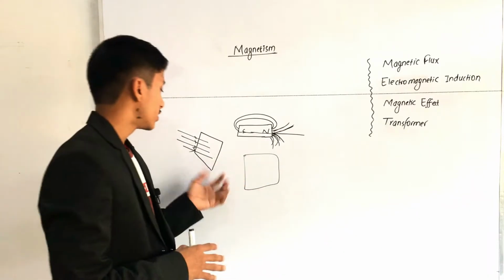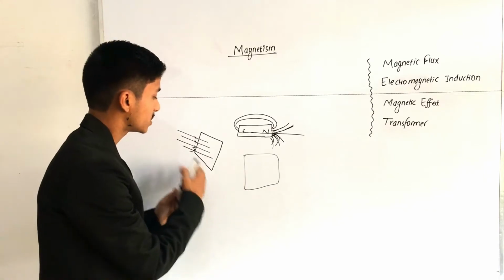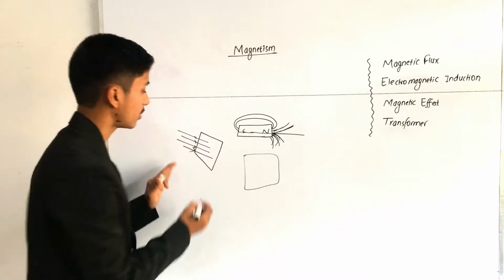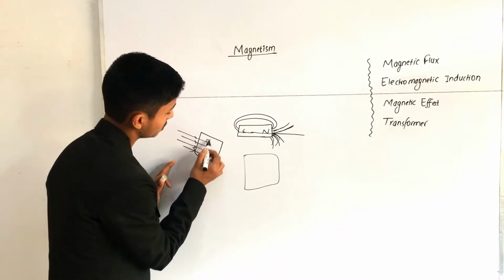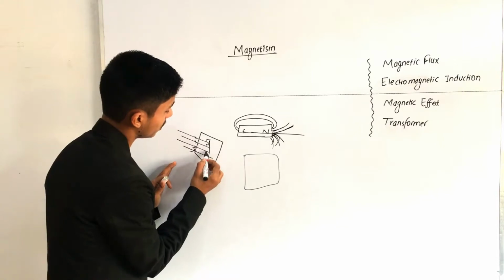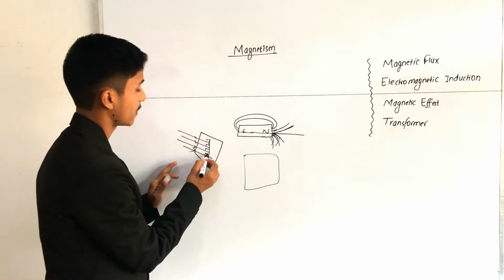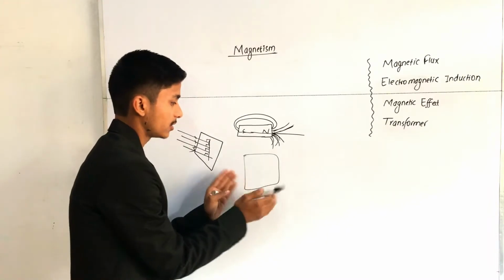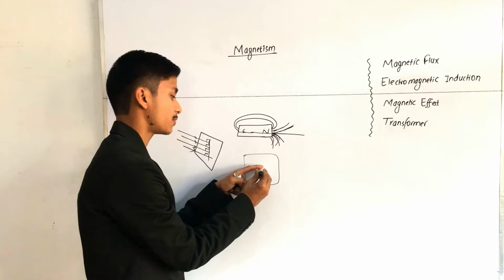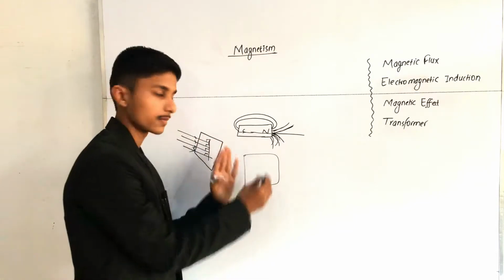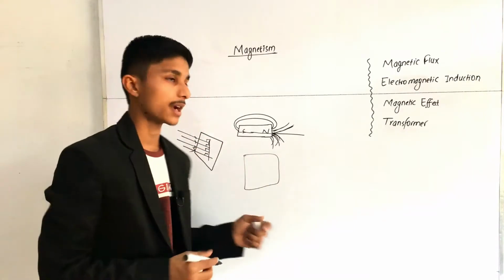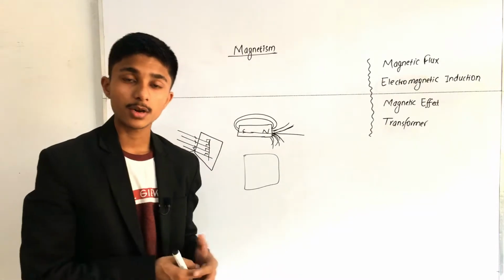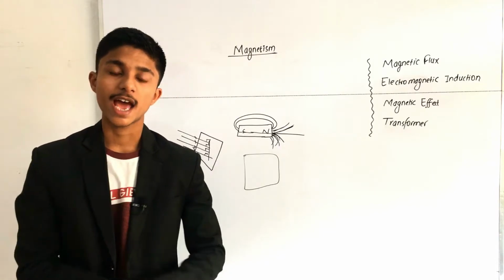And when magnetic flux passes, it always falls perpendicular to the surface. This is the surface, then it always falls perpendicular. For example, here these are magnetic lines, and when they fall on the surface, they fall perpendicularly, making 90 degrees. So we can define magnetic flux as the number of magnetic lines of force that fall perpendicularly on a surface having unit area.